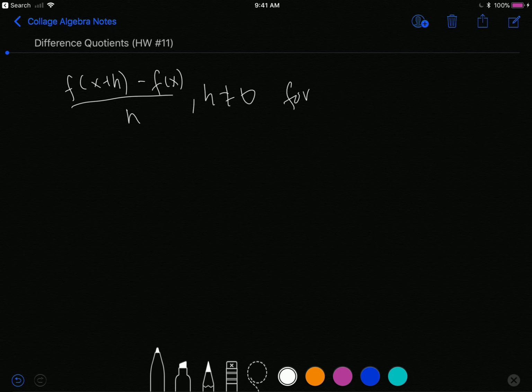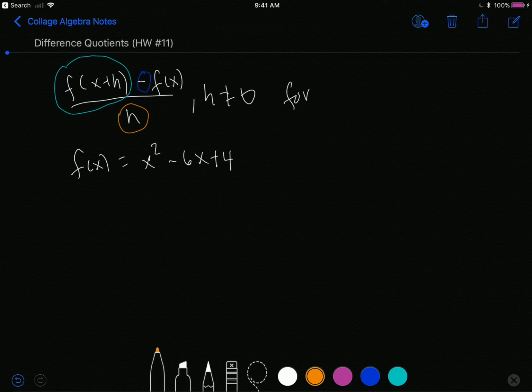And then they give you a function, say f of x equals x squared minus 6x plus 4. The solution of this question is a three-step process. The first thing we're going to do is find what f of x plus h simplifies to. Then we're going to subtract f of x from it, and then we're going to divide by h. Those three steps are always the three steps of a difference quotient. So let's get to it.